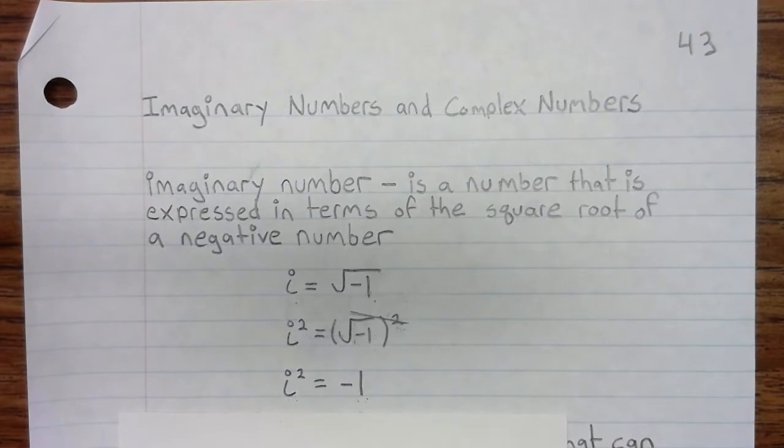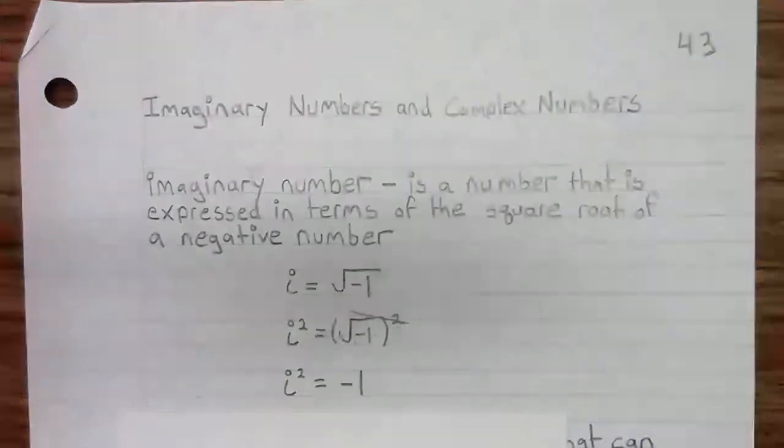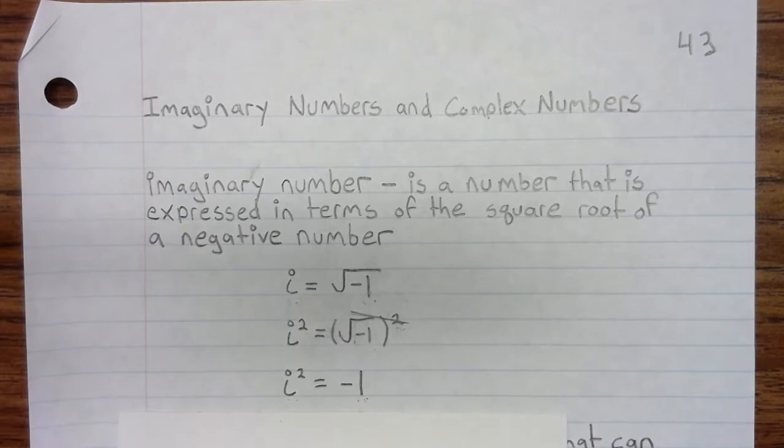So the two important concepts about imaginary numbers are that you need to know that i is the square root of -1 and i squared is -1. Okay? All right, so if you would, finish up your imaginary number notes.